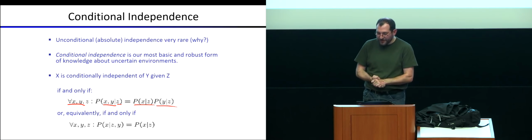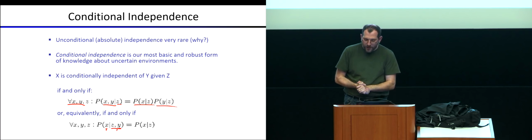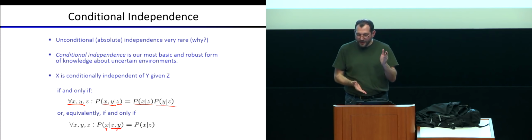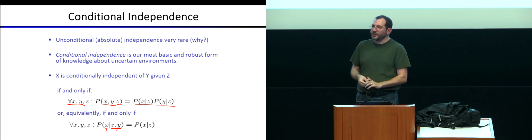This is another way to write it. This says for all x, y, and z, your belief over x, given your knowledge of z and y, depends only on what you know of z. Okay? This says that if you already know z and you have some belief over x and you learn something about y, your belief should not change.